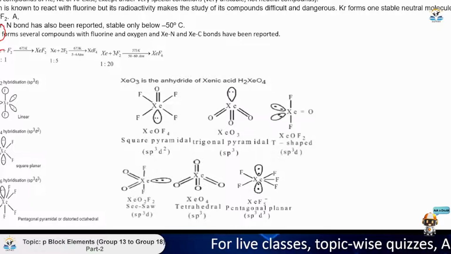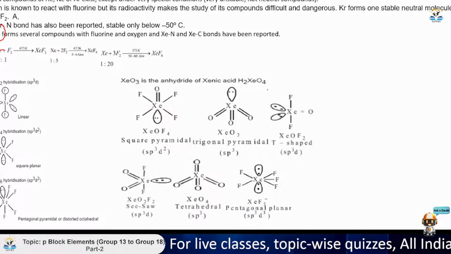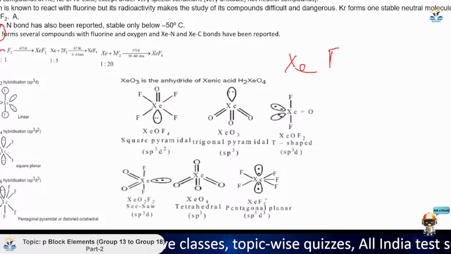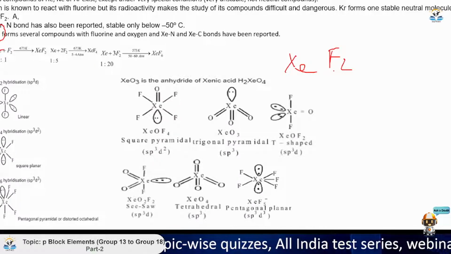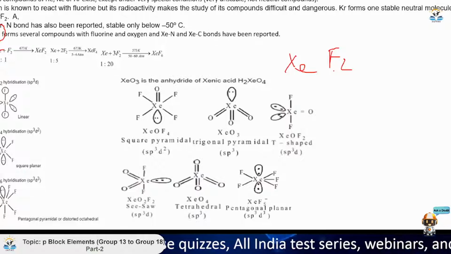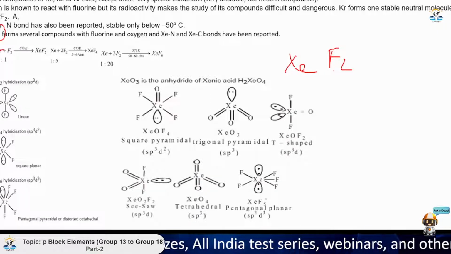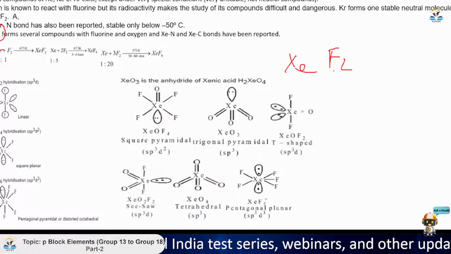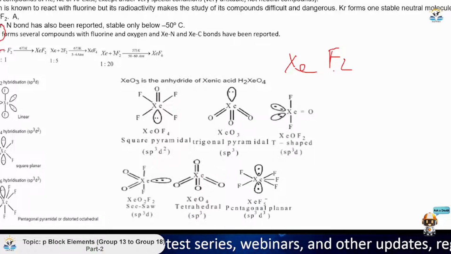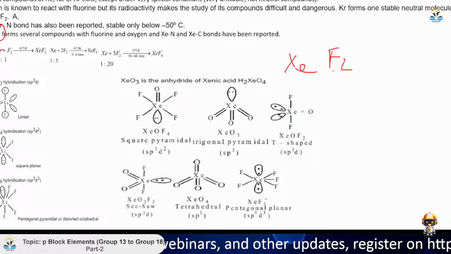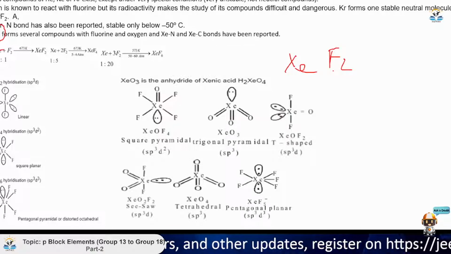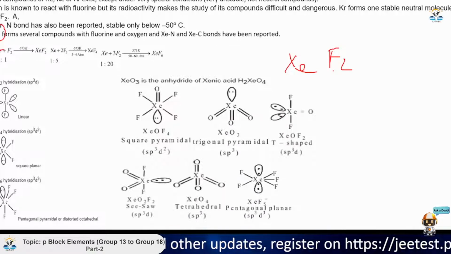Okay, now we have a reaction over here. Basically, we react Xe and F2 in different ratios. If you take Xe and F2 in a 2:1 ratio, you get XeF2. If you take it in a 1:5 ratio, you get XeF4. And if you take it in a 1:20 ratio, you get XeF6.